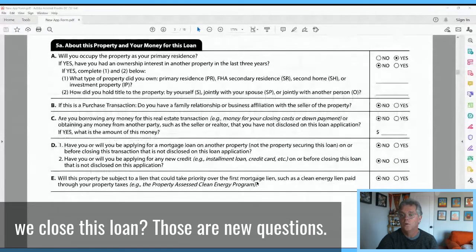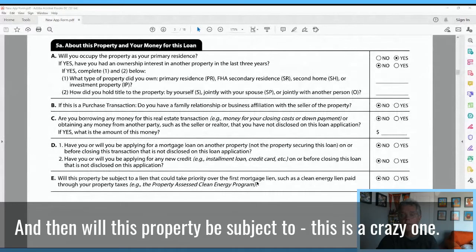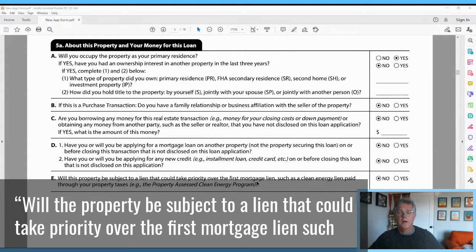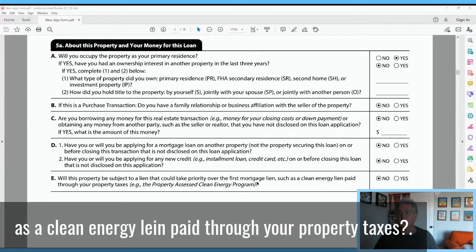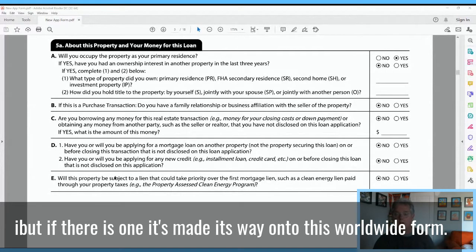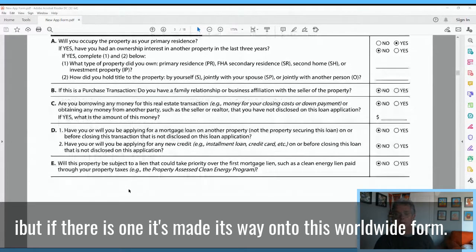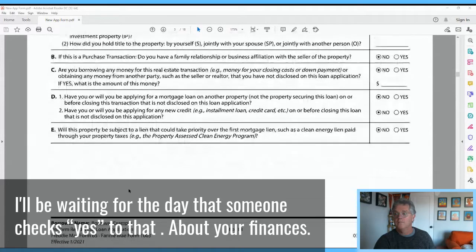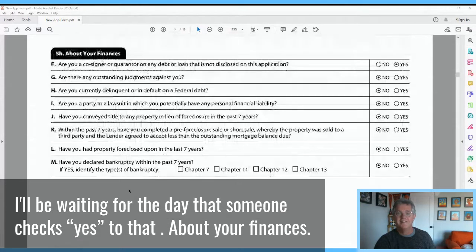Those are new questions. And then will this property be subject to, this is a crazy one, will the property be subject to a lien that could take priority over the first mortgage lien, such as a clean energy lien paid through your property taxes? I'm not even sure what a clean energy lien is, but if there is one, it's made its way onto this worldwide form. I'll be waiting for the day that someone checks yes to that.